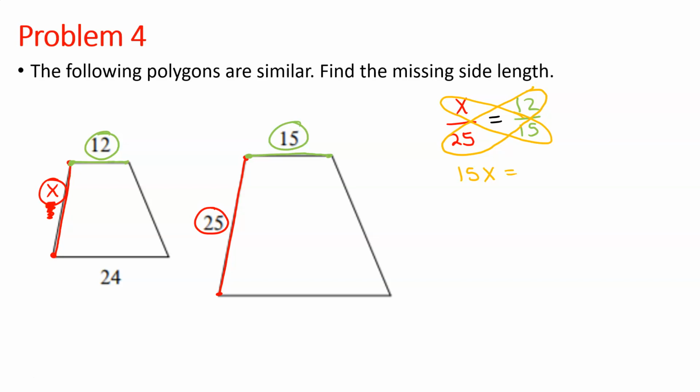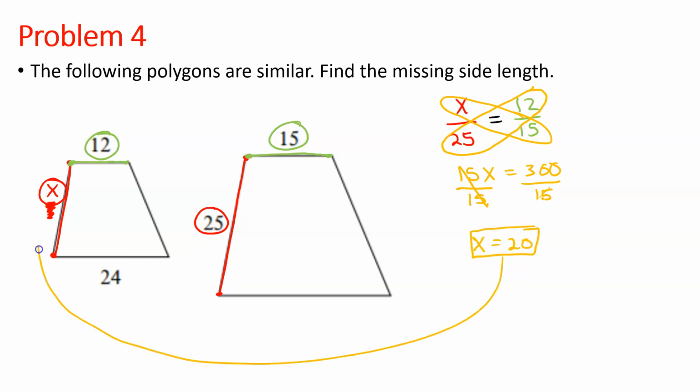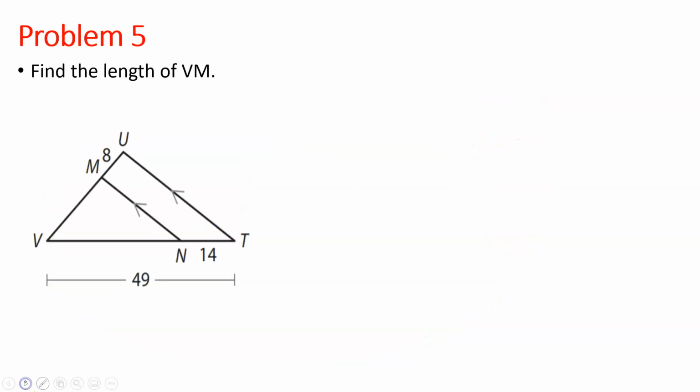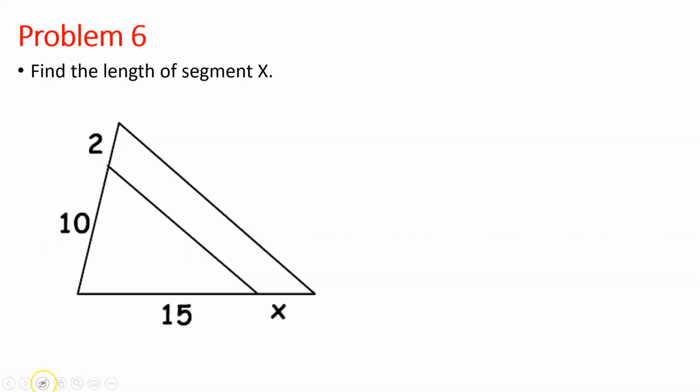12 times 25 gives me 300. If we divide both sides by 15, 15 divided by 15 cancels, and x is equal to 300 divided by 15, which gives me 20. That is our missing side length. So this missing side length measures 20 units. Number 5 we did together in class. Let's take a look at number 6.